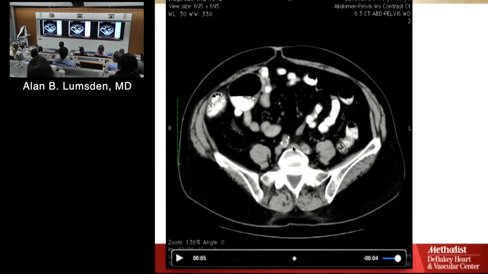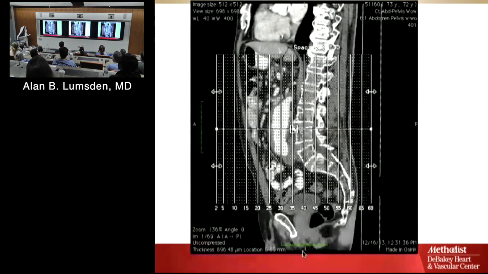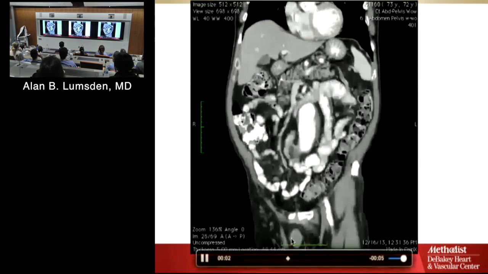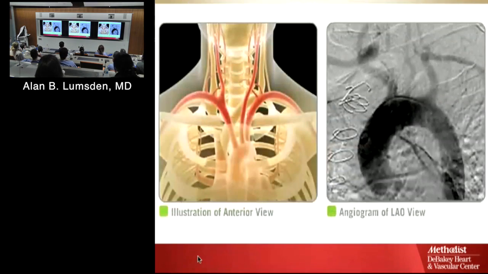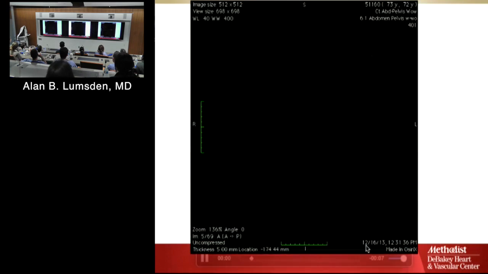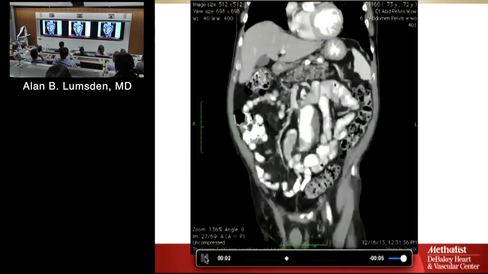Okay. So what's this? I guess the left iliac vein. Oh shoot! What did I do? Okay. Yeah. That's what I want to show you, the way this thing is compressed.